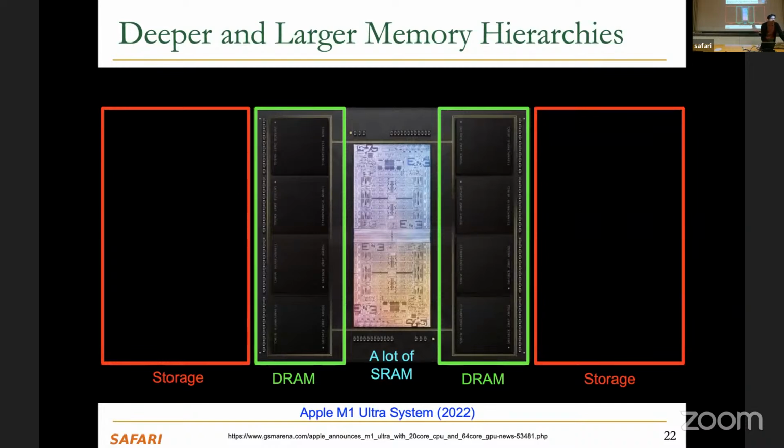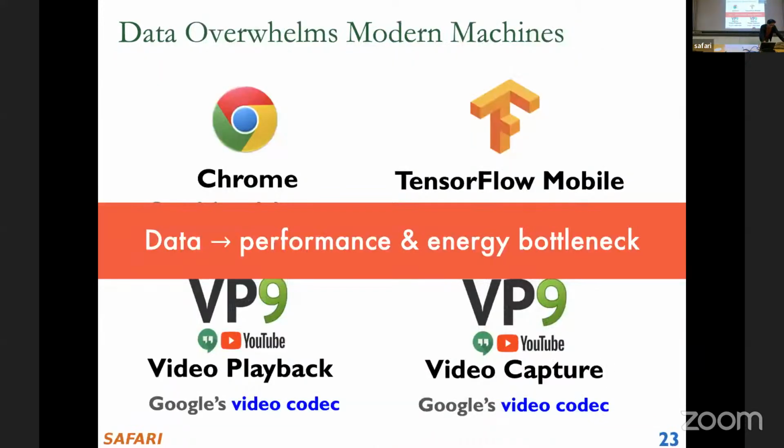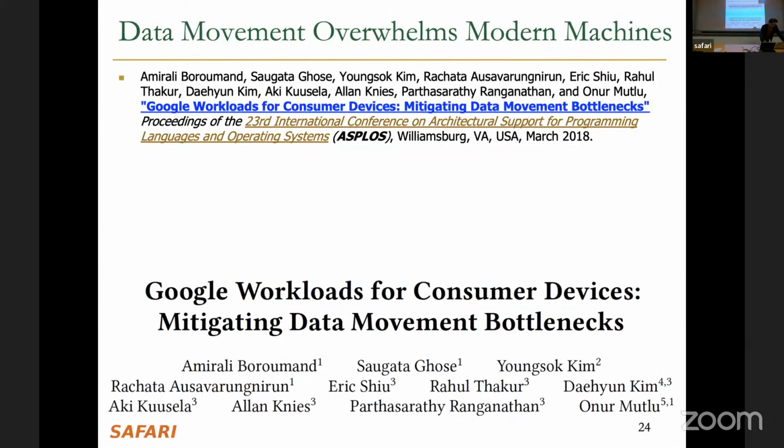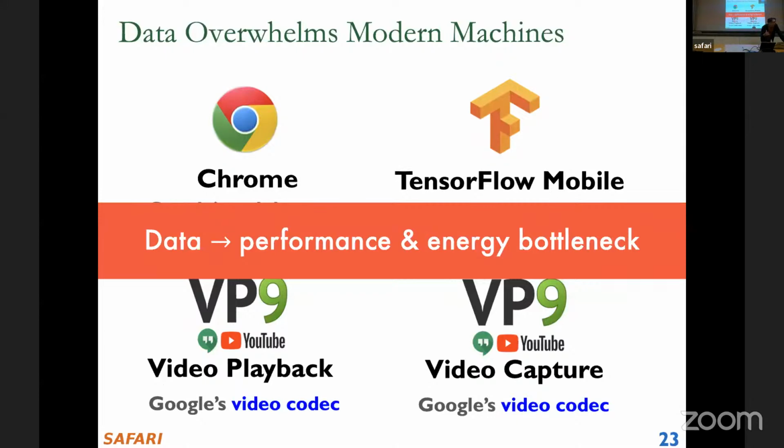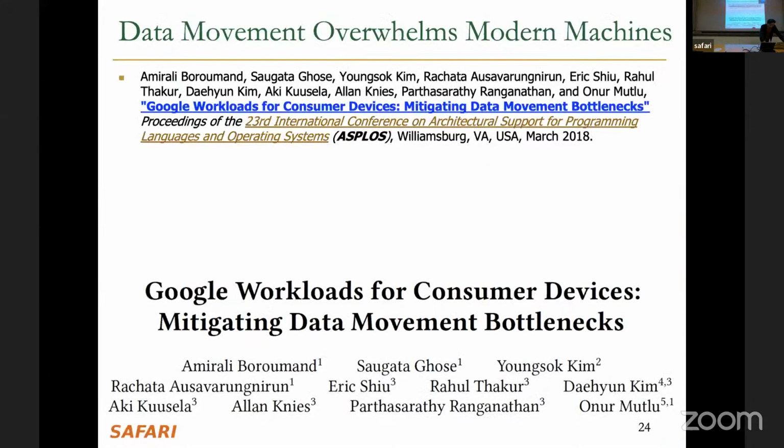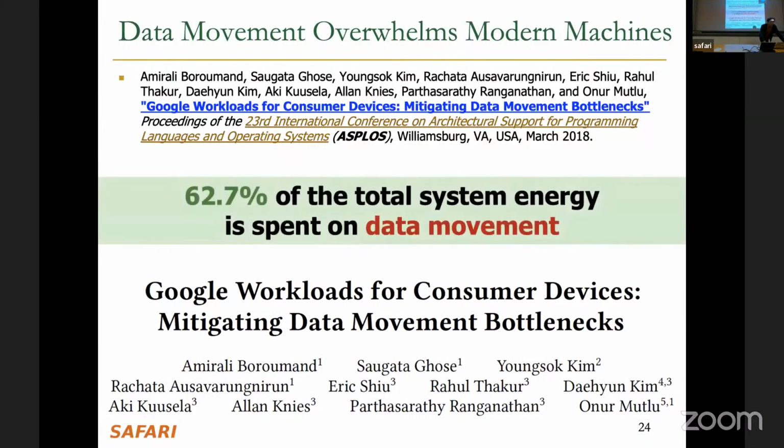Okay, so yeah, we were here in this Apple M1, and as you see, most of the system is devoted to either memory or storage. Even if this memory is in the shape of a cache or register file, at the end a lot of the system is devoted to storing data. So data overwhelms modern machines, and this leads to performance and energy bottlenecks. We will talk later about this work, presented at ASPLOS 2018. But for now, let me show you this interesting number.